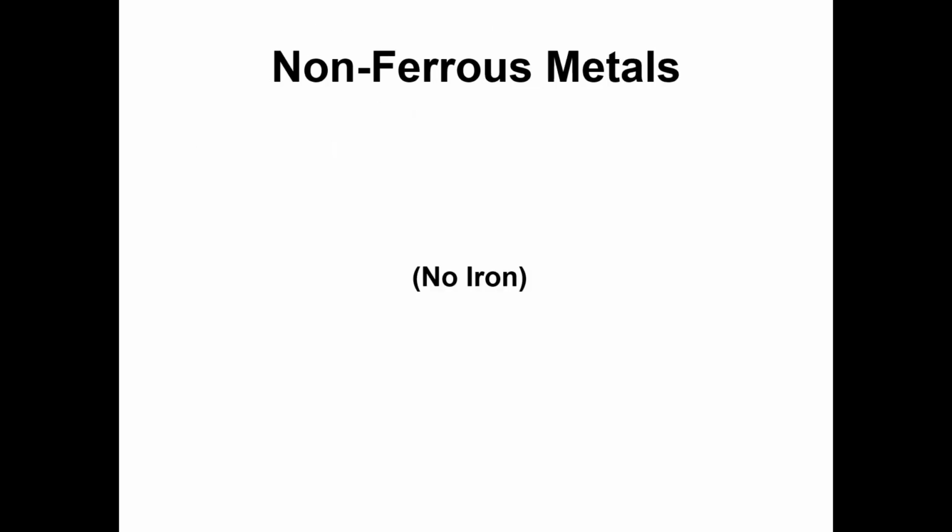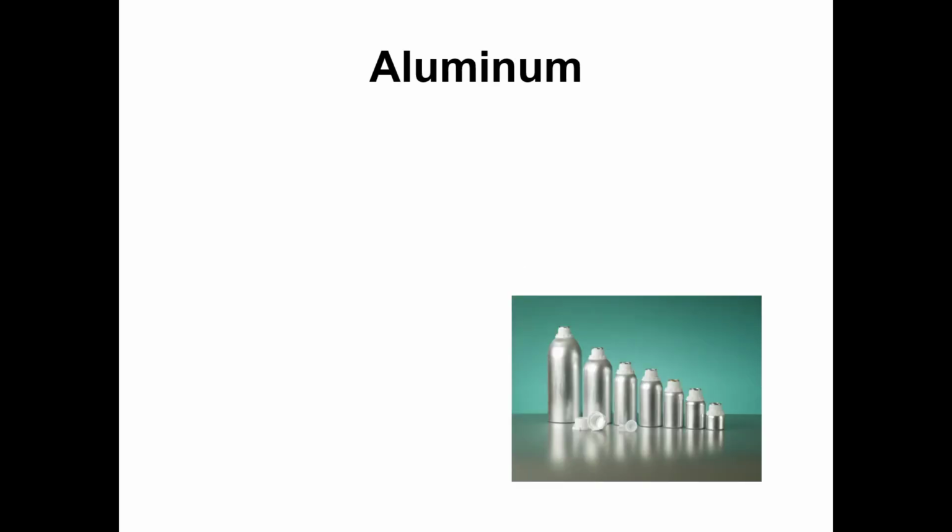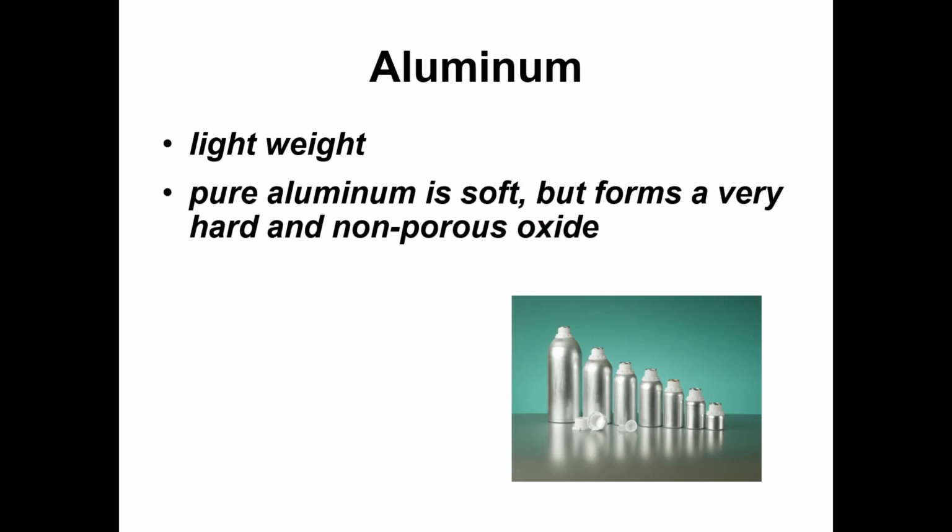Okay, so that was ferrous materials, or materials that are based on iron. There are other main materials that we make things out of, materials that don't have iron as their main ingredient. We call those non-ferrous. Aluminum is the largest category. Here are some pictures of aluminum parts. Obviously, you all know that aluminum is lightweight, right? That's why we like it.